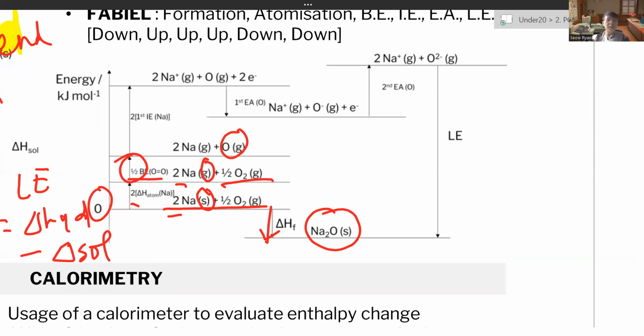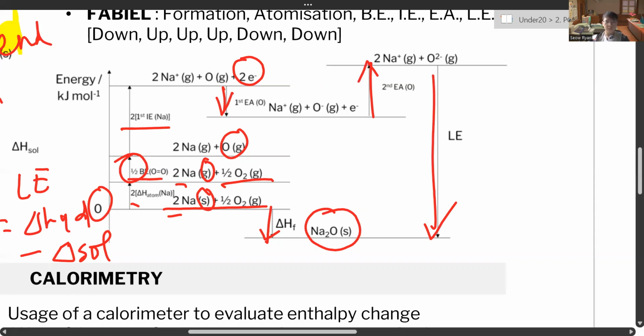Okay, next, each sodium atom will lose an electron. So 2 times first IE of sodium, and we lose the 2 electrons. Now these 2 electrons go into the oxygen atom. So the first electron affinity and the second electron affinity. So usually you don't have to remember the direction of the arrows because you can use the values that are given to you to figure out the direction of the arrow. And finally, the lattice energy. So very simply, you can use this and Hess's law to figure out any of the values here that you don't have.